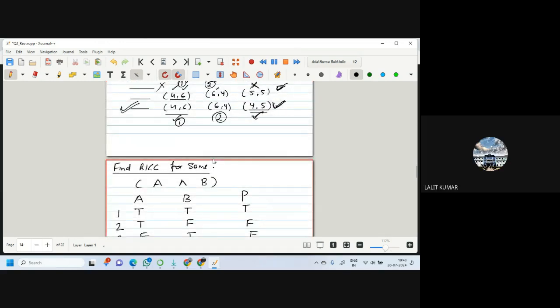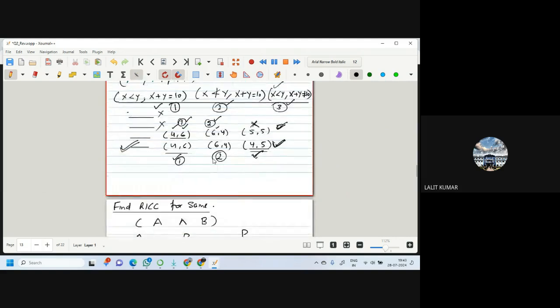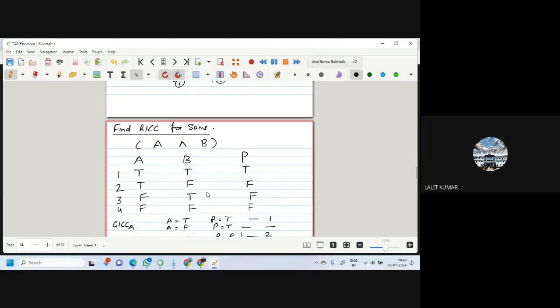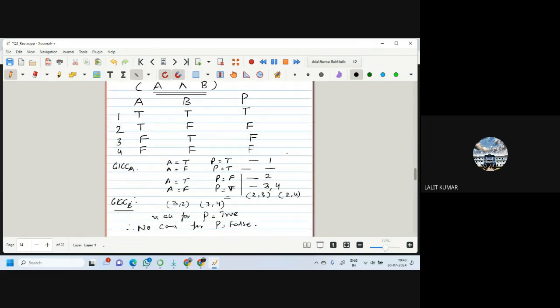So now let's see. We find the RICC for the same. So we have seen RICC. Finally what we did, we made A and B. This is the one which we have got. So we make a truth table for this. So we get the truth table, TTT this. Now we know the procedure for RICC.